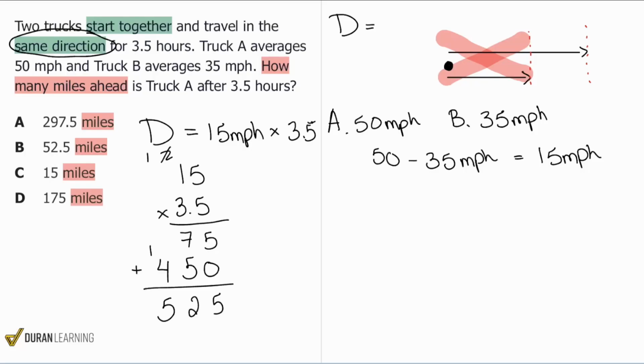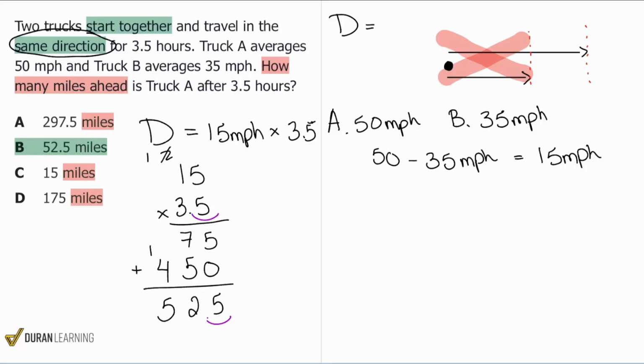But the answer is not going to be 525 because, everybody, we just multiplied by a decimal. How many decimals do we bring back? Yeah, we just bring 1 decimal back. So boom, right here, 52.5 is the correct answer, which is answer choice B.